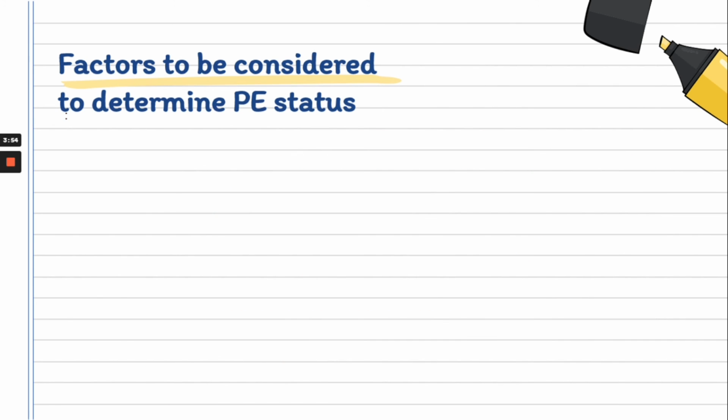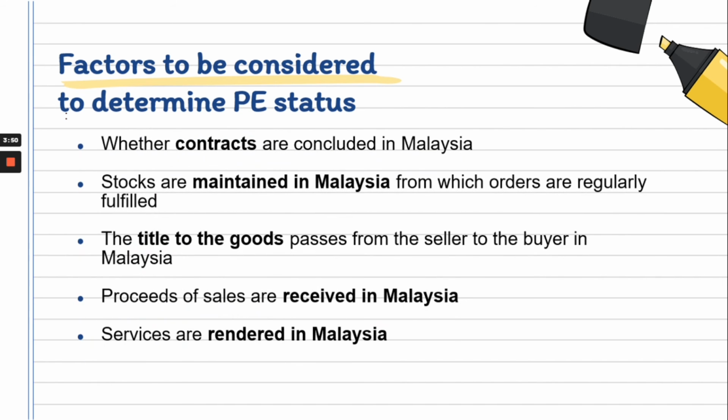Factors that need to be considered to determine the PE status. First is whether contracts are concluded in Malaysia, stock is maintained in Malaysia, the title to the goods passes from the seller to the buyer in Malaysia, proceeds of sale are received in Malaysia, and last, services are rendered in Malaysia.